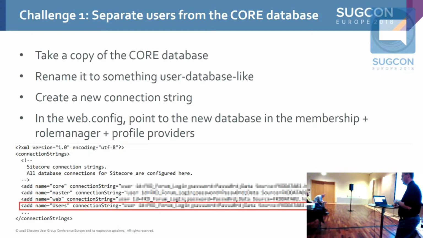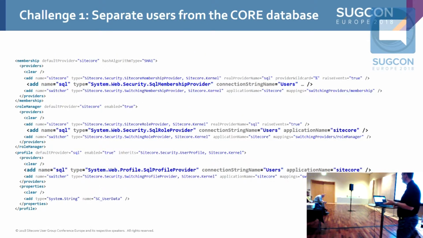And that's very easy. You just take a copy of the core database. You rename this copy to something user-like, like users, for example. You create a new connection string in your connectionstrings.config. And then in the web.config, you simply point to that database in your configuration. So in this example, the connection string name for the providers, the role manager, and the profile is just pointing to the users database. And by that, I have separated my core database and my user database. And now I can have 2 separate Sitecore instances pointing to the same membership provider.